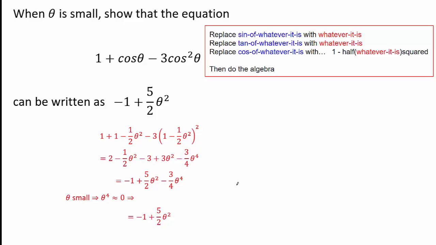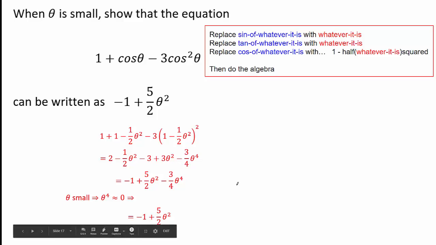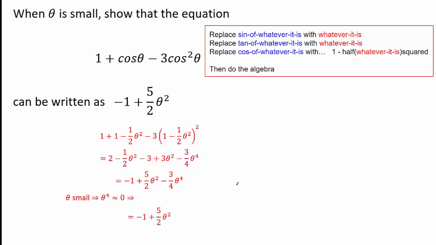In fact, there's a bit of a bodge here, I think. This theta being small, implying that theta to the power of 4 is 0, so that last term kind of drops out. There is a better way.